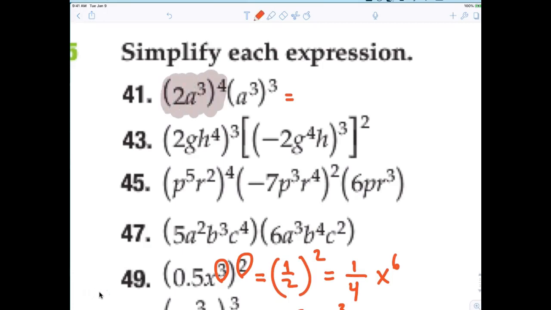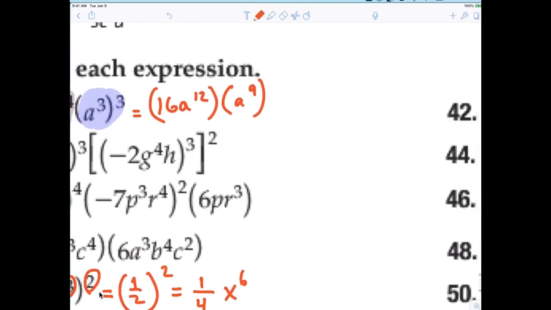You're supposed to recognize that 2 to the 4th is 16, and then it would be a to the 12th. Are you okay so far? And then we're just going to write down a to the 9th. Hold on a minute, I'm not there yet. So we just simplified that. Now we're just multiplying the numbers and adding the exponents. Multiplying the numbers, adding the exponents.